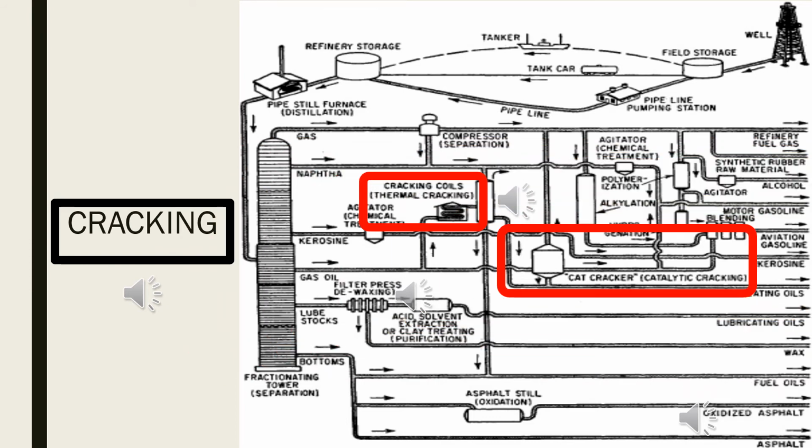You can use cracking to break down the heavier, higher boiling, gas oil from the fractionating tower, into lighter products such as petrol and diesel. You can use thermal cracking, catalytic cracking, and hydrocracking. The first two are included in the diagram. High temperature is used to drive thermal cracking. With catalytic cracking, the cracking at a lower temperature is facilitated by a catalyst.